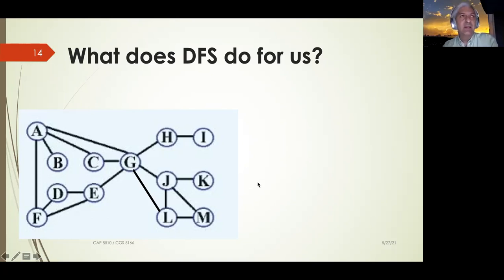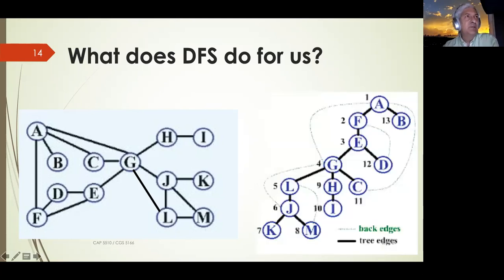And I think I have an example worked out here. It turns out I'm going to start with A and work my way in this manner. I'm going to go from A to F, F to E, E to G, G to L, and so on and so forth. So you can see the numbering here: 1, 2, 3, 4, 5, 6, 7, and then I walk back and go to 8. Then I walk back and go to 9 and 10 from 4.